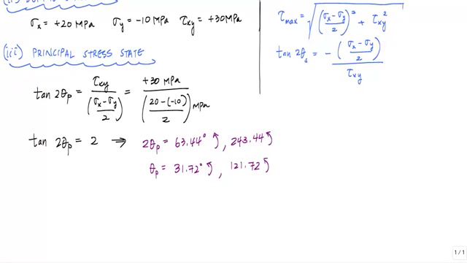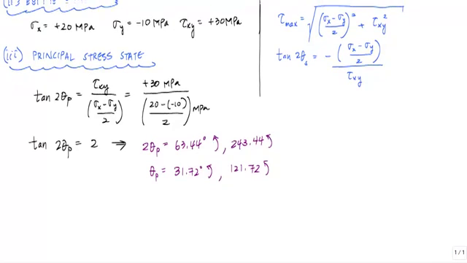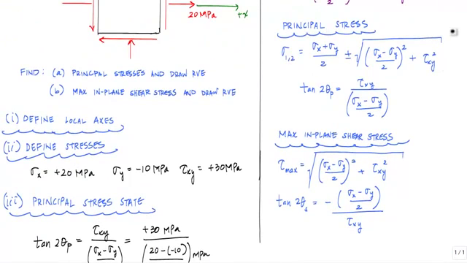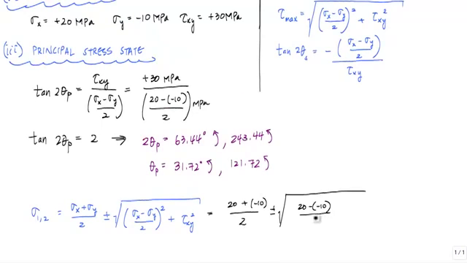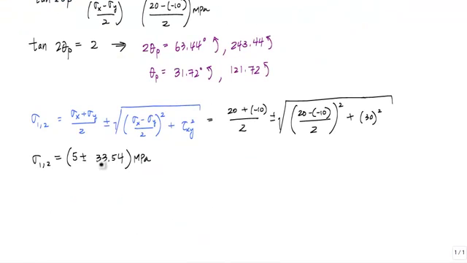Now I have to determine what the actual principal stresses are, and I can do that using this relationship right here. I can just plug and chug my values. My principal stresses are 5 plus or minus 33.54. I have two of them. Sigma 1 I will call my major principal stress, or my most positive, which in this case would be 5 plus 33.54, or 38.54 megapascals. And sigma 2 would be my minor principal stress, 5 minus 33.54, or negative 28.54 megapascals. And these are my principal stresses.